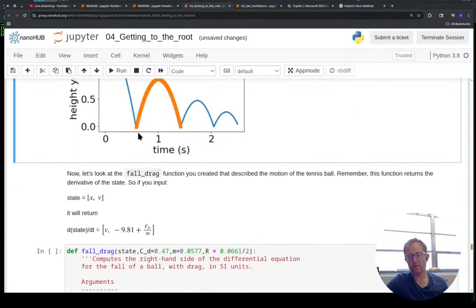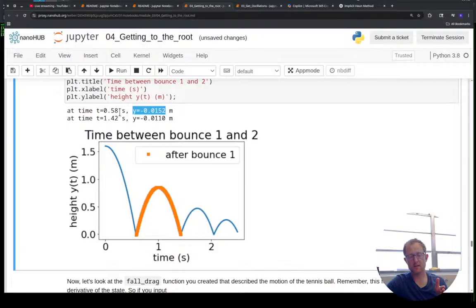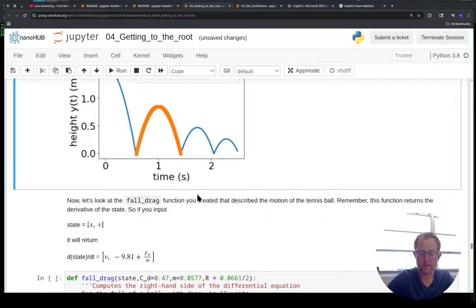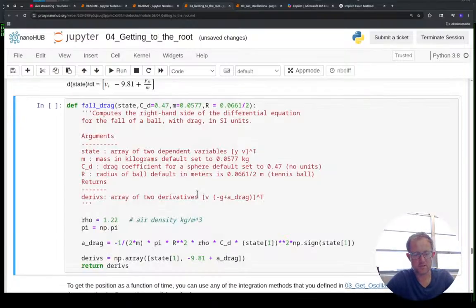Or I can say, well, I know velocity at time 0.58 seconds, and I know position at 0.58, and I know position at 1.42. Let me just change the velocity until I get the right initial state where my final height is the right height. And let's try that here.